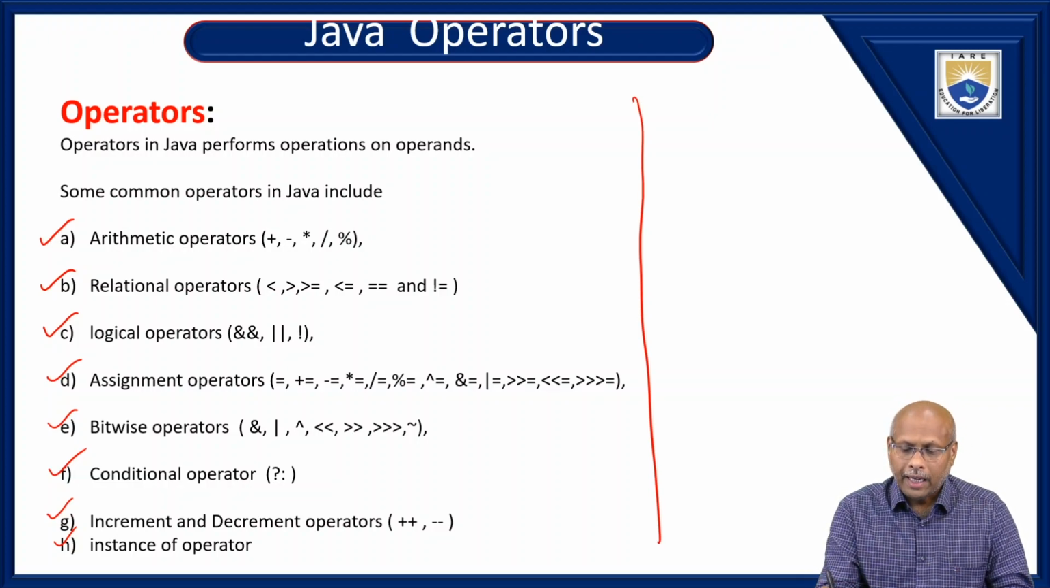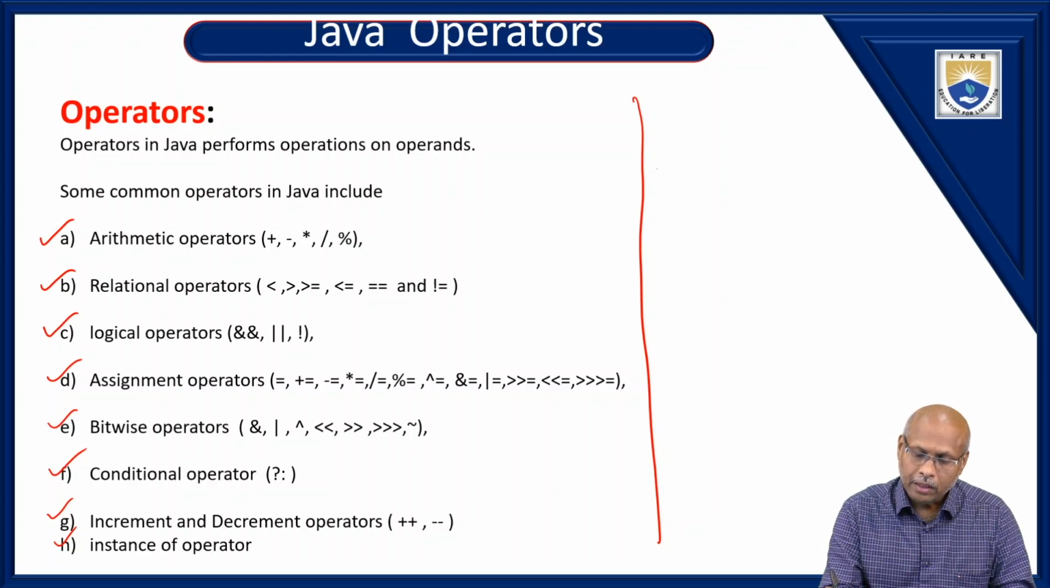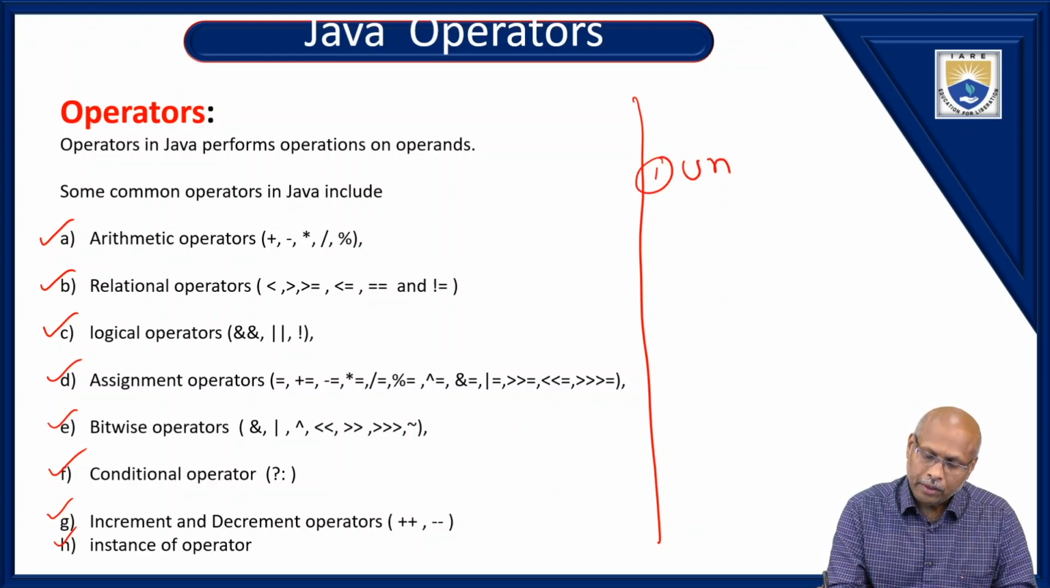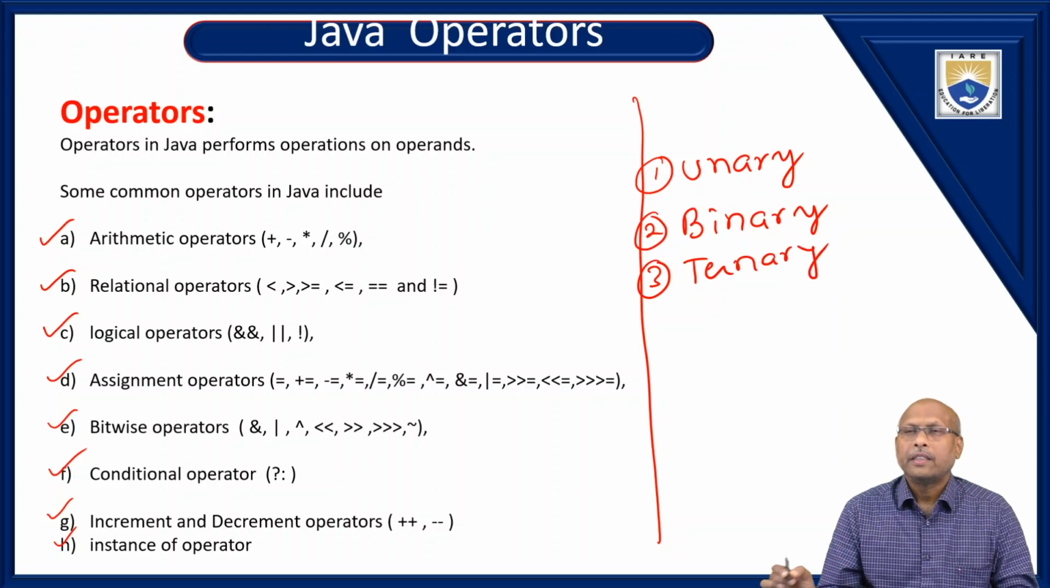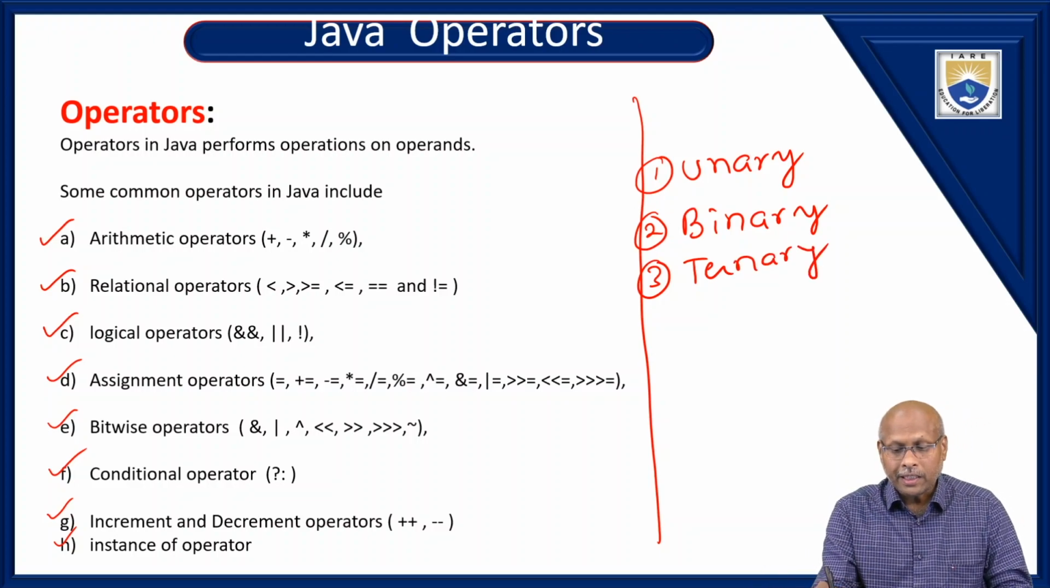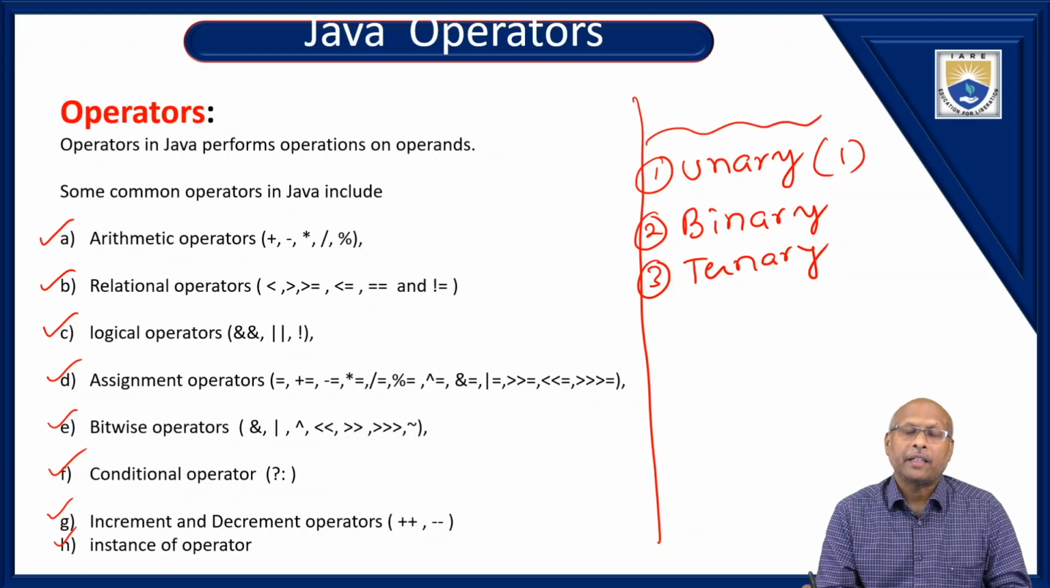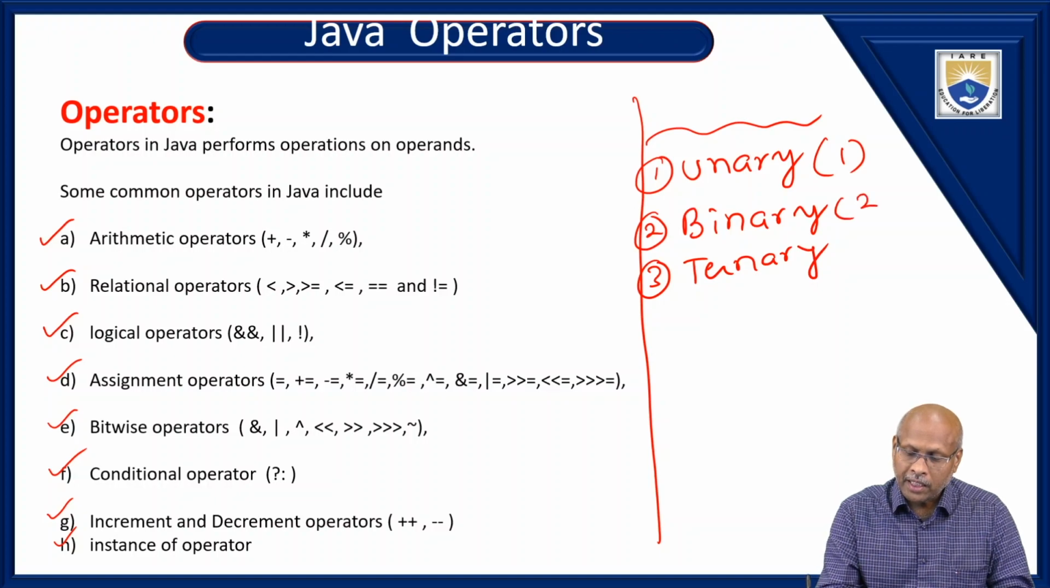These operators I can classify into three groups. One is unary operator. Second is binary operator. And third one is ternary operator. So this classification is based upon the number of operands. Unary operator depends on a single operand. Binary operator depends on two operands. Ternary operator depends on three operands.